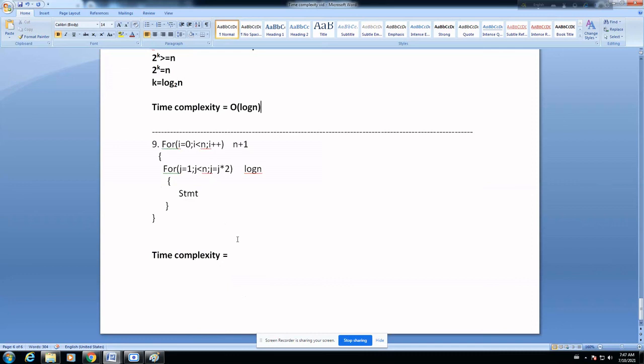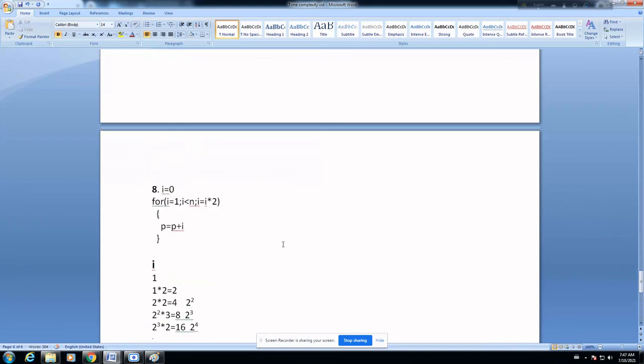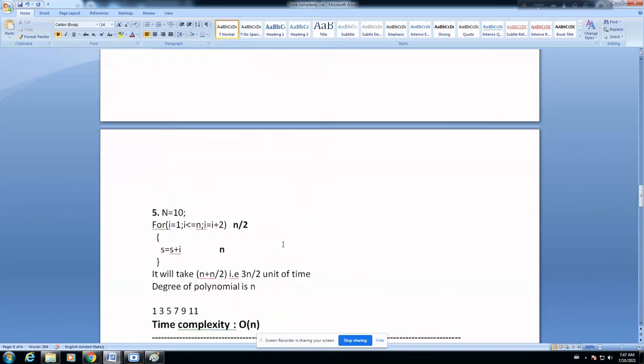Next example. Look at this. Example 9. For i equal to 0, i less than n, i plus plus, right? And then the next is j equal to 1, j less than n, j equal to j into 2. Some statements are there. So we know that the outer statement is executed n times. The inner statement is executed log n times. So what is the time complexity? Time complexity is O n log n. Clear? So these are simple examples of time complexity.